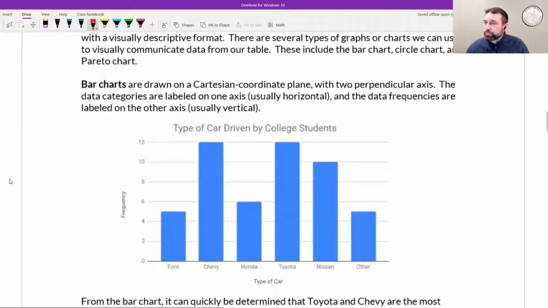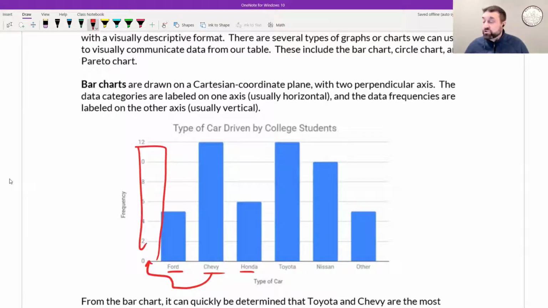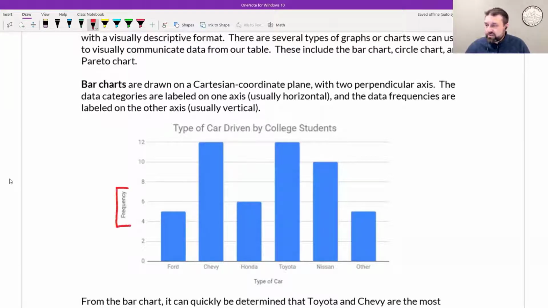And so what you do is you place each category along the x-axis, and you can switch these around. So we just kind of put Ford first and Chevy second, but we could have put the Chevy bar first if we wanted to. So there's not really a rhyme or reason. You just put your categories in there. And then notice that the y-axis is the frequency, the number of times that each one occurs. So there are 5 Fords here and there are 12 Chevys here. So this is a nice way to display the information.